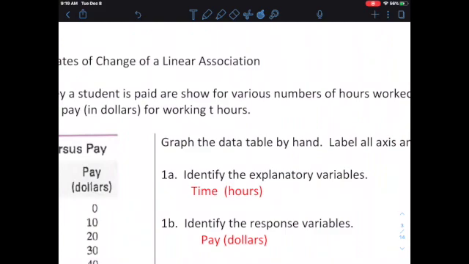The explanatory variable is T for time, how many hours you work, and the response variable is P, the pay in dollars, how much money you're going to get. So the next thing we are going to do is find the rate of change in between and see if I get a linear association, which means the rate should stay constant. Let's look at the chart.